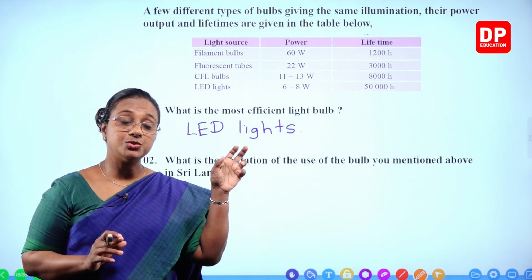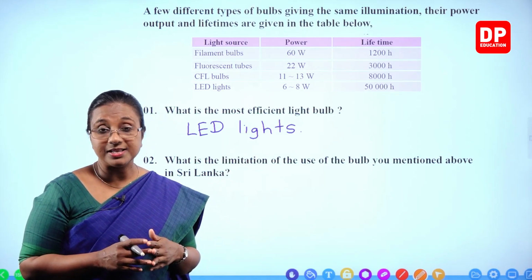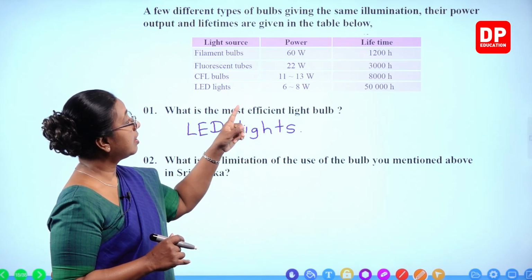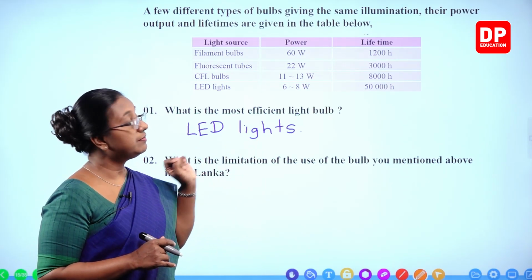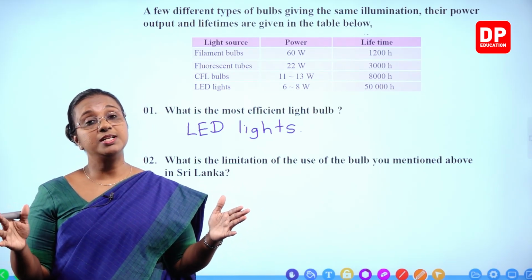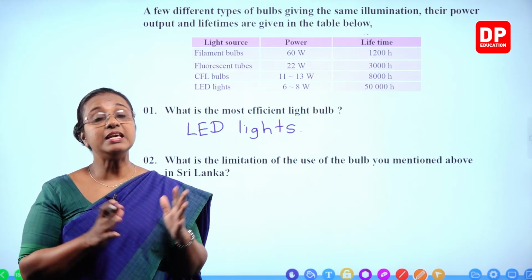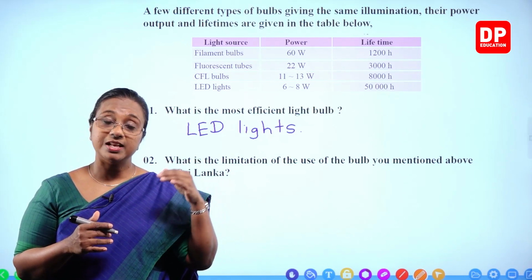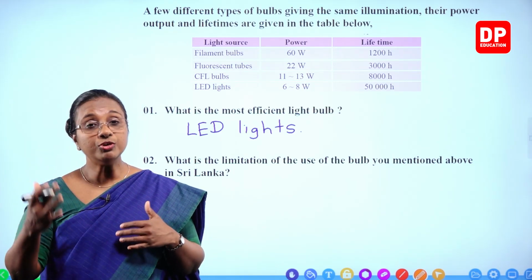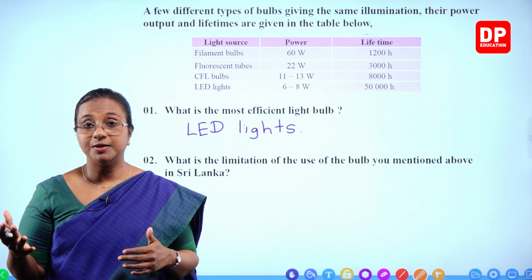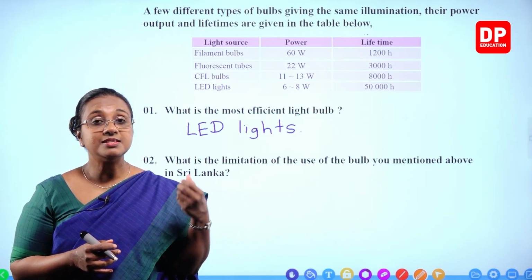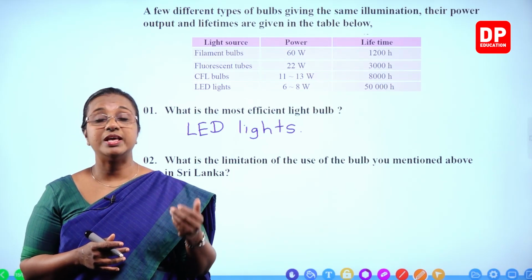Now when a person needs to buy a bulb, they normally look at the price as well. But if you really compare, now compare the lifetime. 1200 hours for filament bulb, 50,000 hours for LED bulb. So with the long-term usage, if you consider, the high cost of LED is reasonable because it consumes very less power and also it has a very long lifetime. You don't have to change the LED bulb very frequently. Whereas filament bulbs, it's cheaper to buy initially. But the electricity consumption is high and the lifetime is very less.